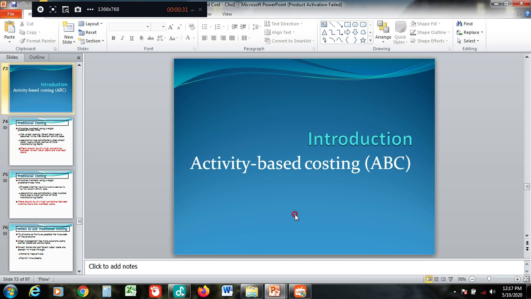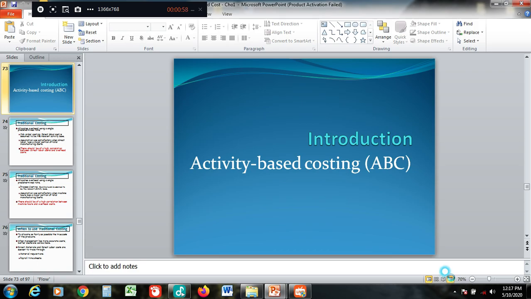So for MSC in accounting and finance students, we have seen the chapter introduction about cost accounting, and in this chapter we are left with one topic, which is activity based costing. So today's session we'll see the activity based costing.